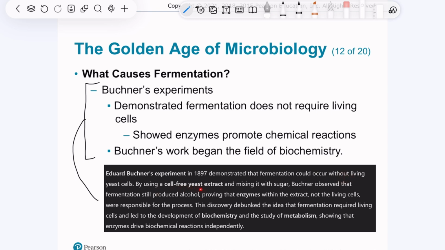By using a cell-free yeast extract and mixing it with sugar, Buchner observed that fermentation still produced alcohol, proving that enzymes within the extract and not the living cells were responsible for the process. This discovery debunked the idea that fermentation required living cells and led to the development of biochemistry and the study of metabolism, showing that enzymes drive biochemical reactions independently.